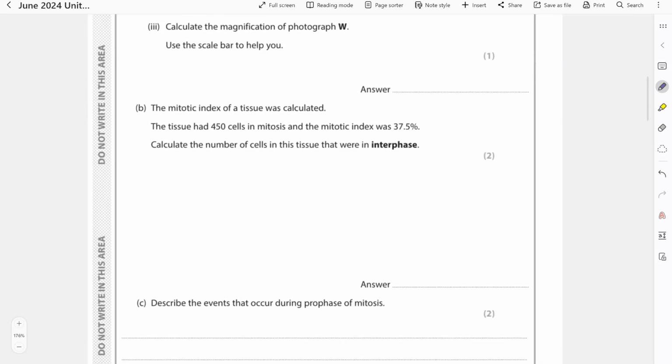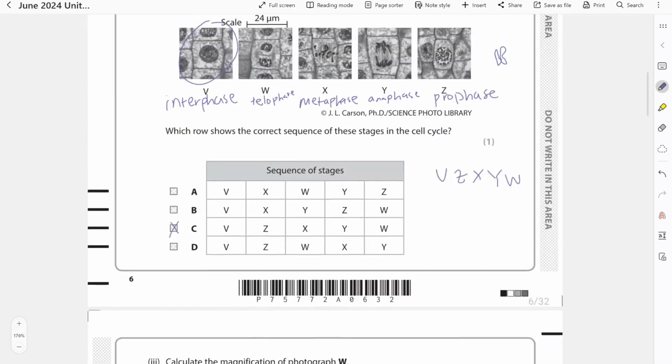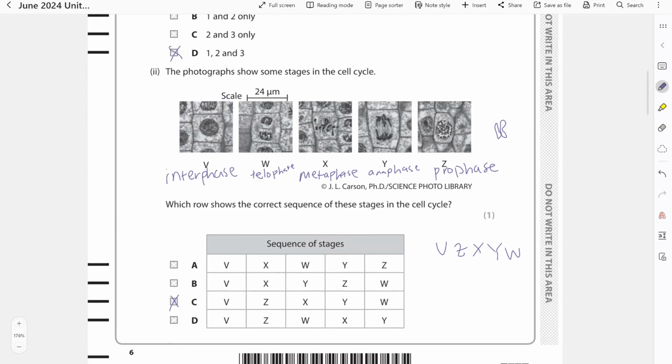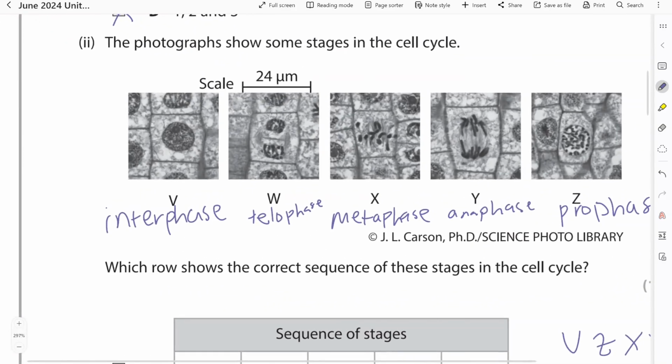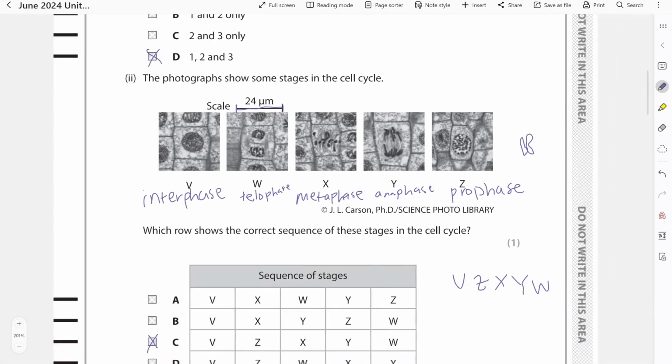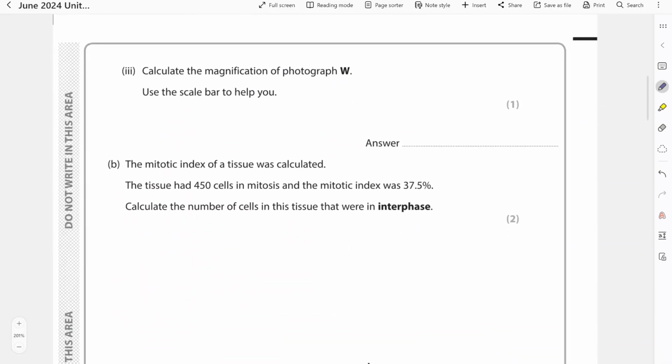Okay, let's move on to part 3. Calculate the magnification of photograph W. Use the scale bar to help you. So we've got the scale bar that's on top over here. For this question, you'd have to use your ruler to measure out the scale bar, from here to here. And let's say when you measure it with a ruler, it's about 1.8 centimeters, or that's 18 millimeters.